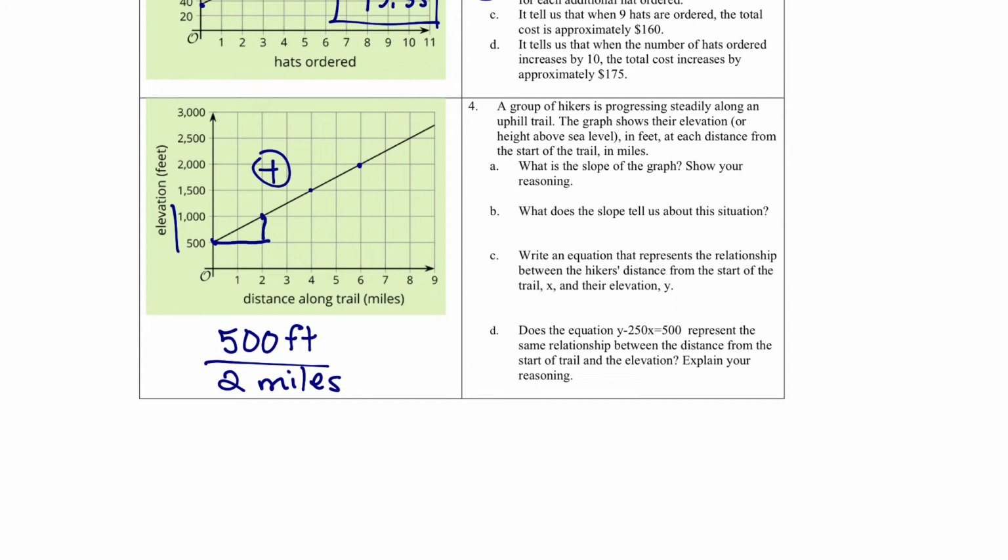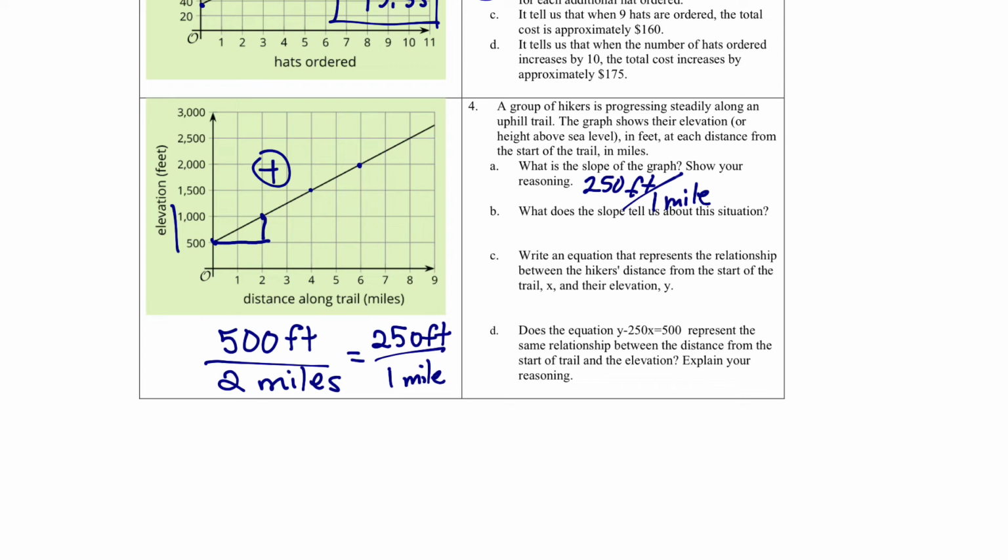All right, so 500 feet per 2 miles. So for every 2 miles that I travel, I'm increasing my elevation 500 feet. If we want to reduce this a little bit to make it 1 mile, we can say for every 1 mile, I'm increasing my elevation 250 feet. So it says, what is the slope of the graph? Show your reasoning. So we have 250 feet of elevation per 1 mile along the trail.